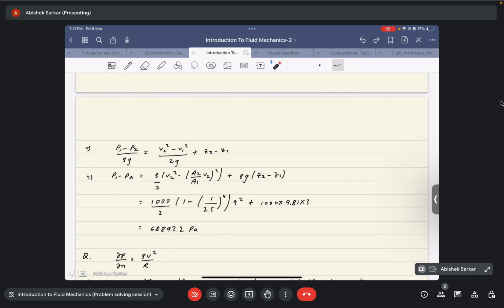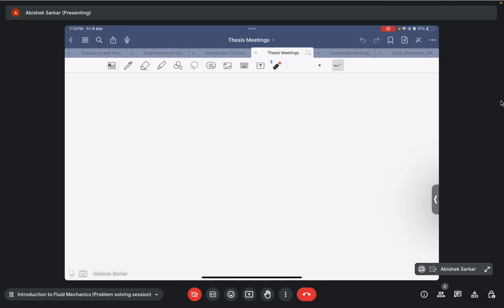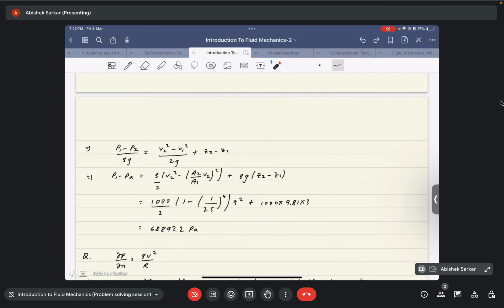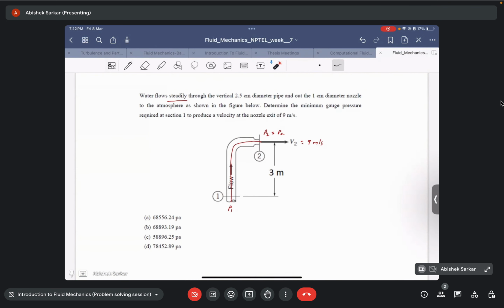And again rho into G, so it will be 1000 into 9.81 into 3, because Z2 minus Z1 is 3. Once you do this calculation, we get that P1 minus PA is equal to 68893.2 Pascal. If we look back at the question, since we are asked to find the gauge pressure, we essentially need to find P1 minus PA, right? That would give us the gauge pressure. So P1 minus PA is 68893.2 Pascal, and our correct answer would be option B.